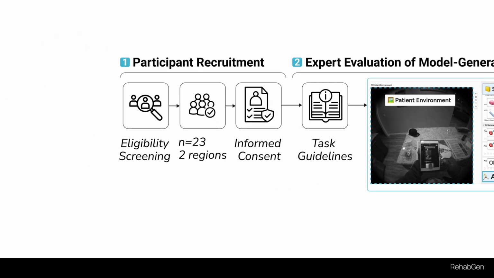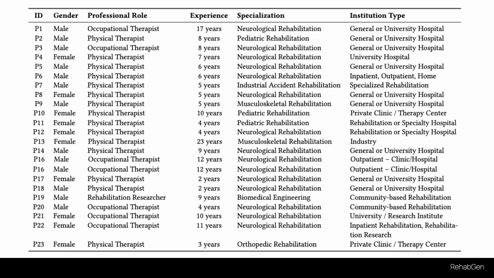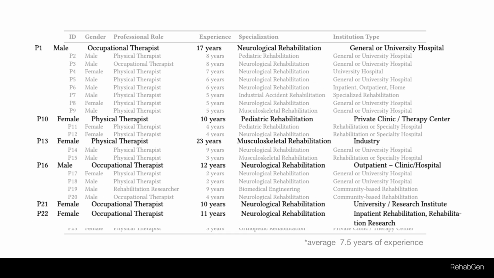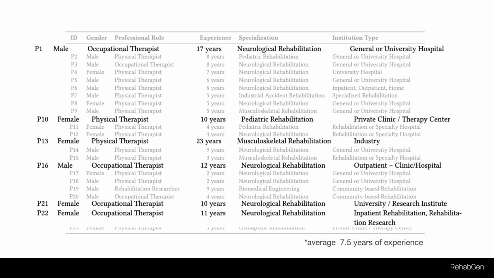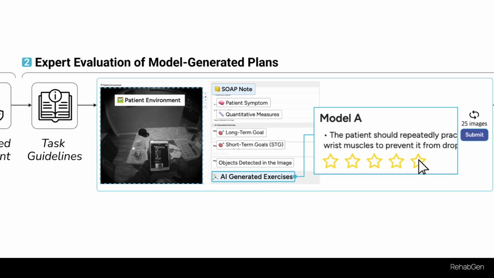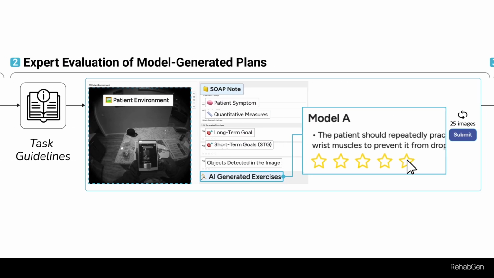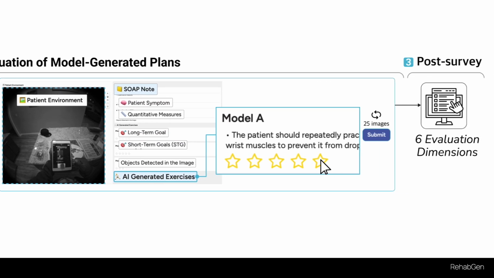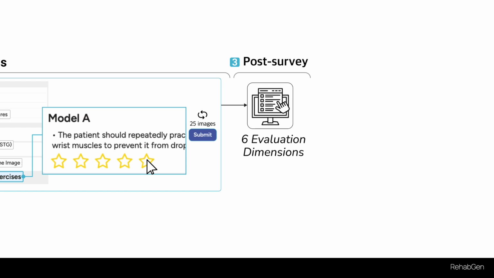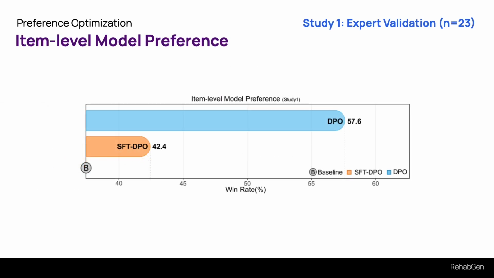We recruited 23 participants with an average of 7.5 years of experience. They compared the outputs from 3 different models: baseline, SFT plus DPO, and DPO models. A follow-up post-survey evaluated 6 dimensions. In expert validation, the DPO model achieved the highest item-level win rate of 57.6%, outperforming the baseline.